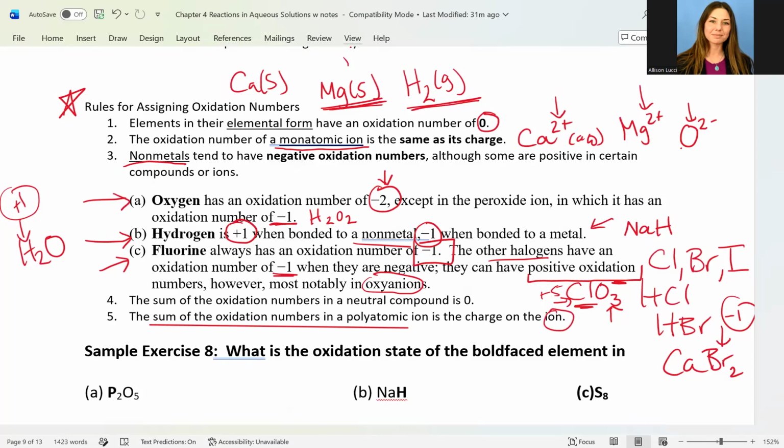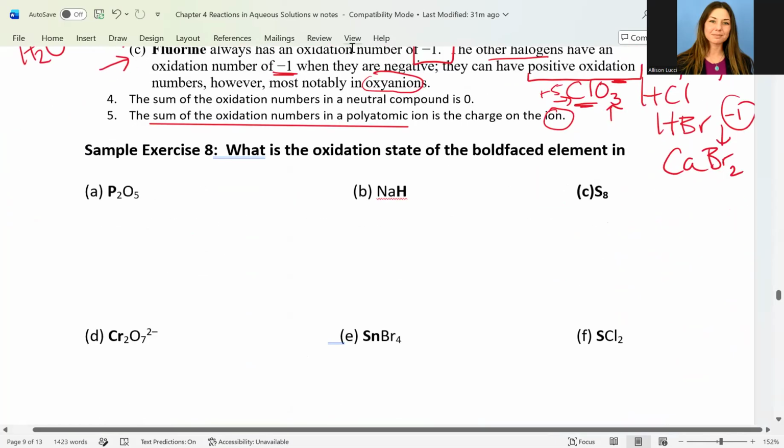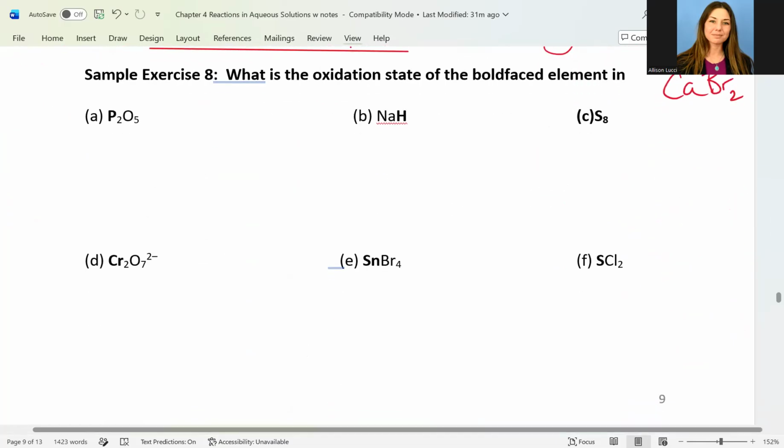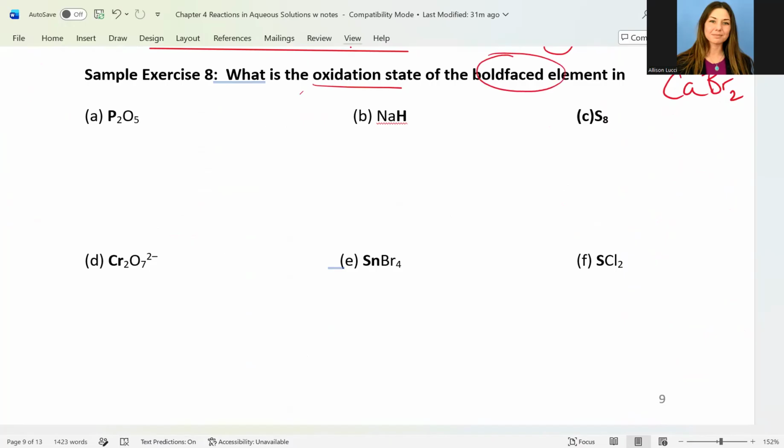So let's look at sample exercise 8 here and see if we can find the oxidation state in the bold-faced element. In this case, that would be the phosphorus. So we see that this is a neutral compound, so I'm going to set the sum of all my oxidation states equal to 0, because it's neutral, right? So it has no charge.